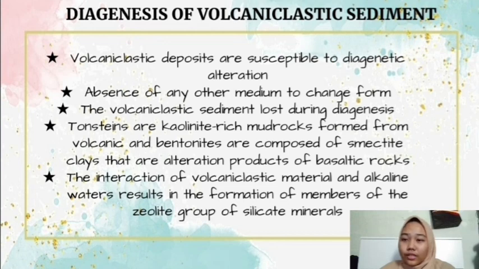Tonsteins are kaolinite-rich mudrocks formed from volcanic material, and bentonites are composed of smectite clays that are alteration products of basaltic rocks. The interaction of volcanic clastic material and alkaline waters results in the formation of members of the zeolite group of silicate minerals that may occur as replacement or cement in volcanic clastic successions.